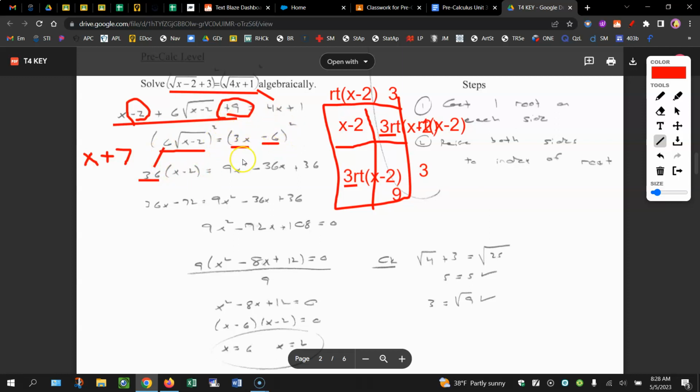This you could draw a square and do the same thing to get this trinomial. I'm not going to show that on the video. Then you're going to use the distributive property with the 36. 36 times x, 36 times negative 2 to get that binomial. And then you're going to move these terms over to end up with this trinomial here. At this point, you always want to look for greatest common factor before you start factoring by grouping or using quadratic formula if you choose. Divide by 9, and then this factoring becomes way simpler. X squared minus 8x plus 12. The numbers that add up to negative 8 that multiply to 12 are negative 2 and negative 6. So you get x equals 6 and x equals 2.